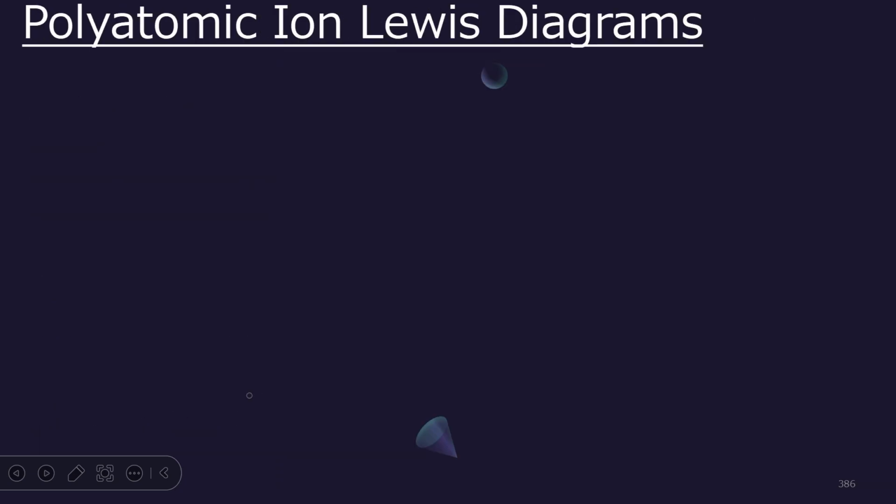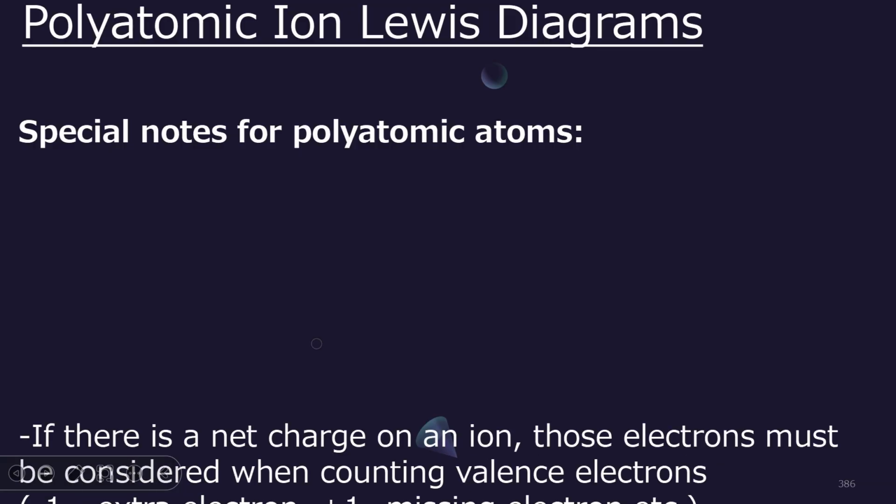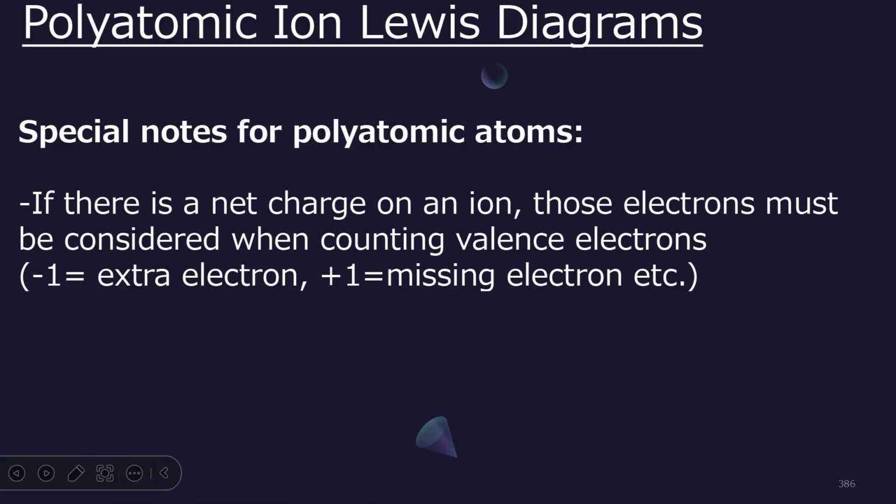For polyatomic ion Lewis diagrams, if there's a net charge on the ion, those electrons must also be considered when counting valence electrons. If you have, for example, -1, that's an extra electron; -2, 2 extra electrons. +1 is a missing electron, +2 is 2 missing electrons, and so on. So you have to add or remove those electrons based on the ion's charge.